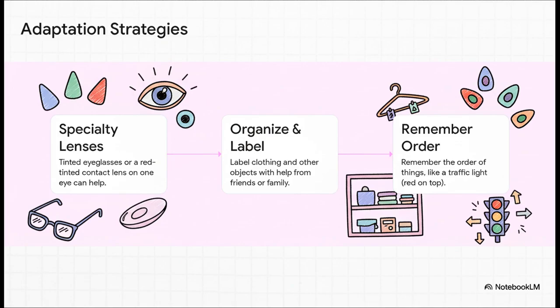These are some real-world practical strategies you can share. Some people find that specially tinted glasses or wearing a red-tinted contact lens in just one eye can help. But honestly, the most effective tools are often the simplest adaptations. Things like having a family member help them label their clothes, or just memorizing the order of things instead of relying on color, like knowing that on a traffic light, red is always on top.